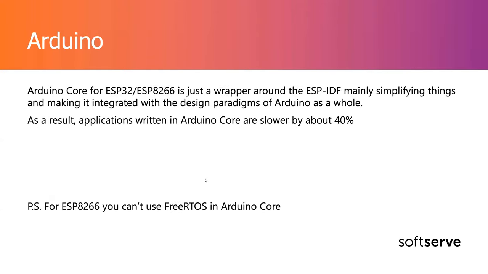On the other hand, Arduino core for ESP32 and ESP8266 is just a wrapper around ESP IDF. And I would recommend using it if your project is very small. Applications written with Arduino core are slower by about 40% as we use a wrapper and it takes some time. And the main thing, if you use ESP8266, you are not allowed to use FreeRTOS in Arduino core because it is not ported. But you can use it on ESP IDF.